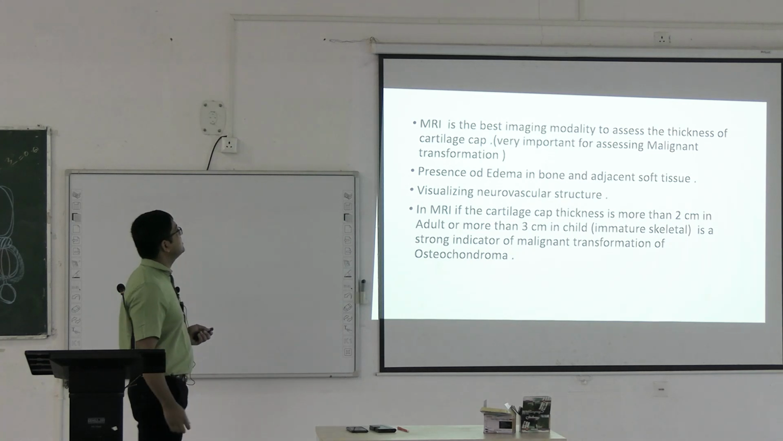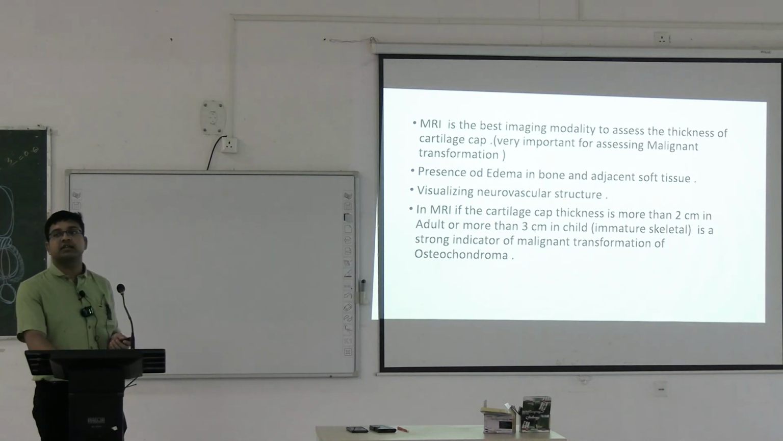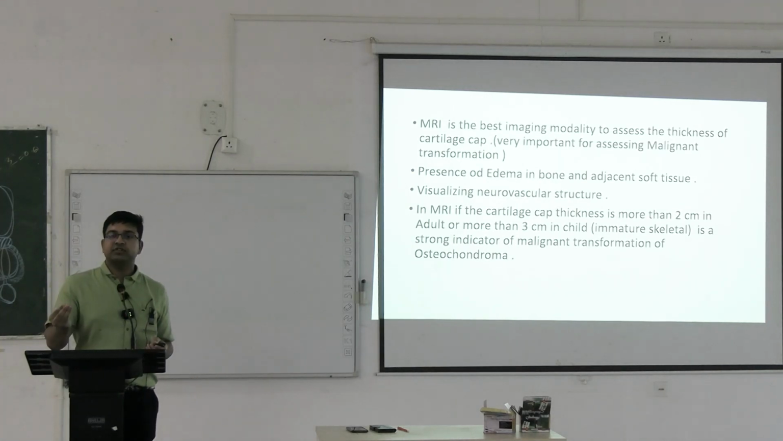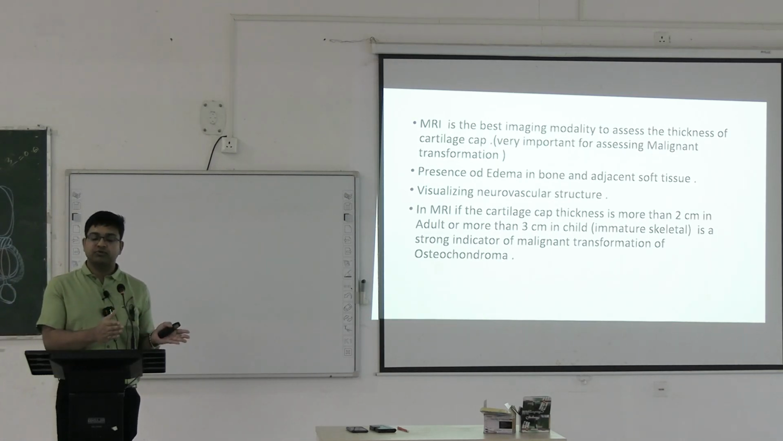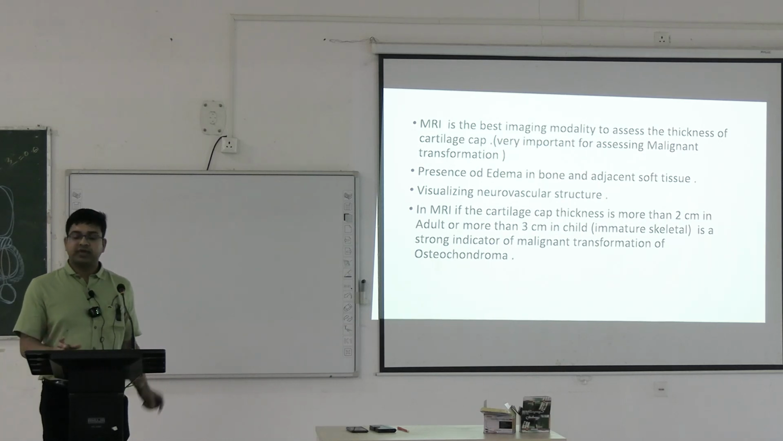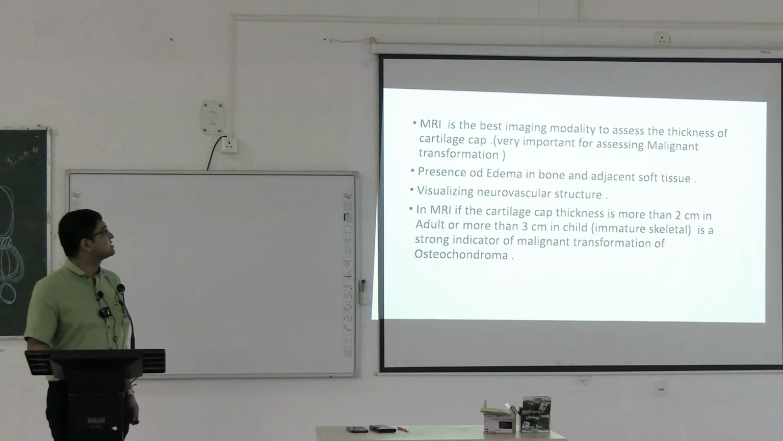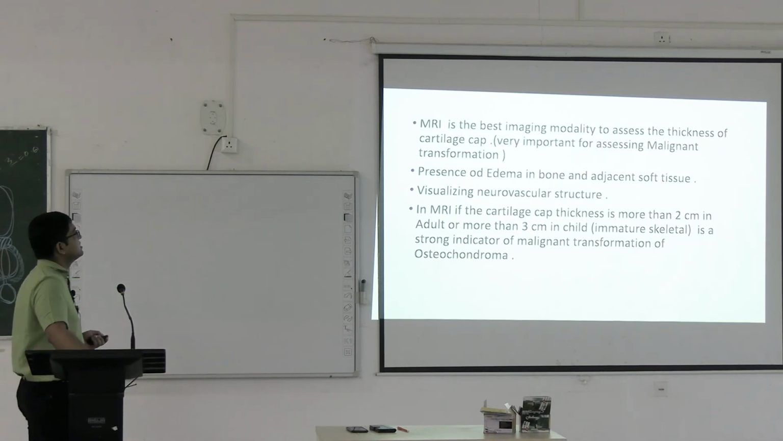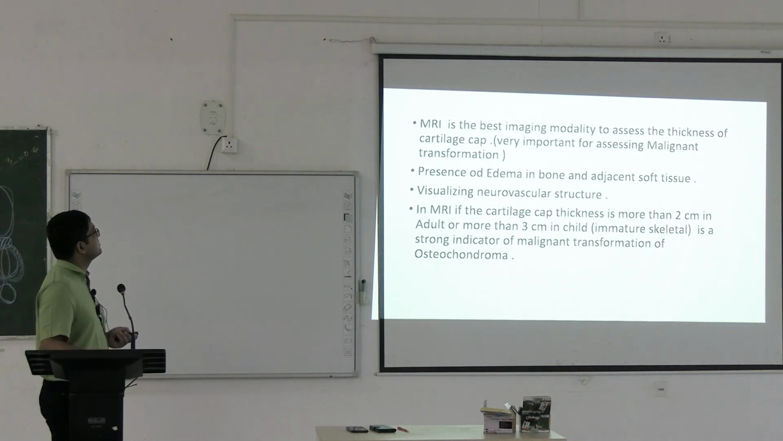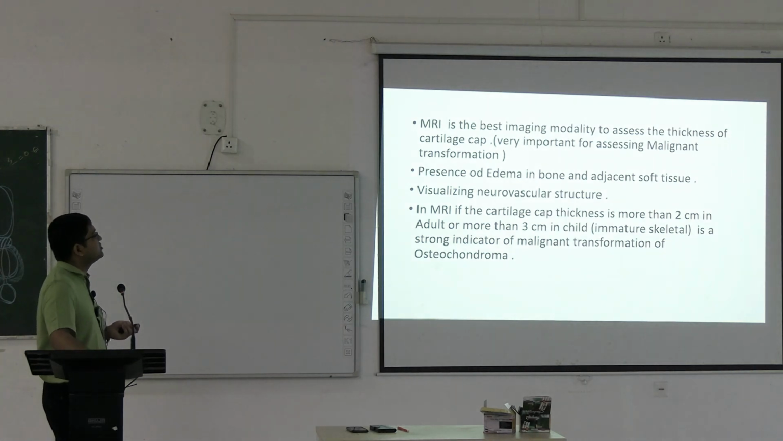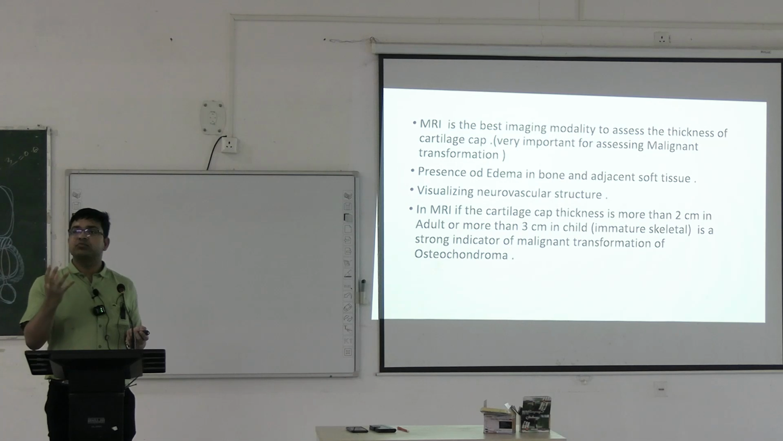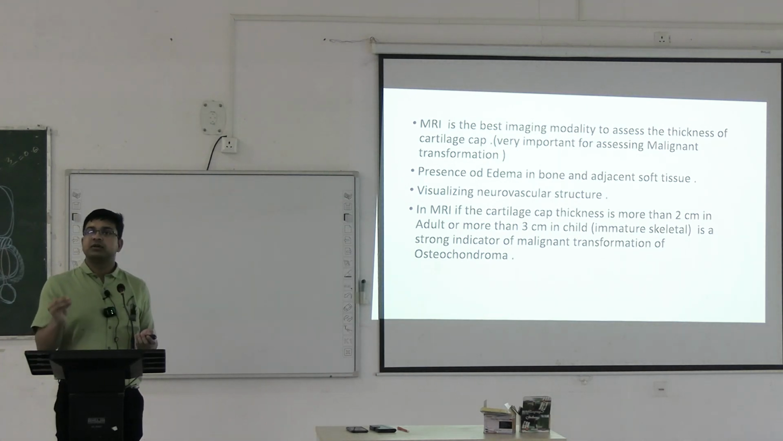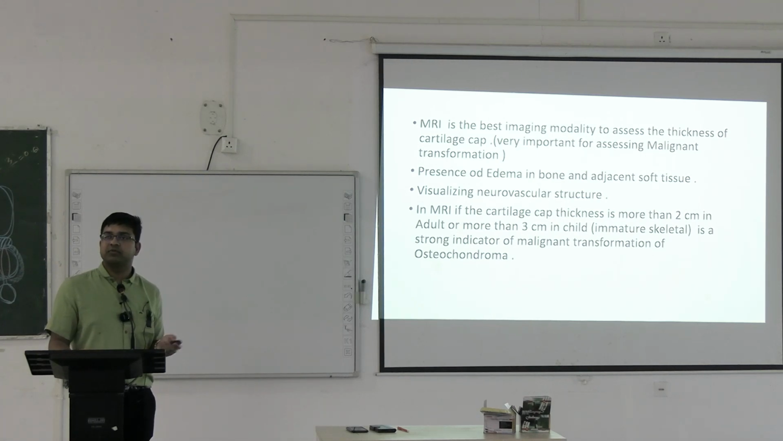Now the MRI. MRI is the best imaging modality to assess the thickness of the cartilage cap. Why are we emphasizing the words cartilage cap? Because it is very, very important to diagnose malignancy. Whether the tumor has transformed to malignancy or not, we can detect it by MRI, by the thickness of the cartilage cap. Also, presence of edema in bone and the surrounding soft tissue, and visualizing the neurovascular structures. So MRI gives detailed information about the tumor and the surrounding soft tissue, and you can also get an idea about the neurovascular involvement.